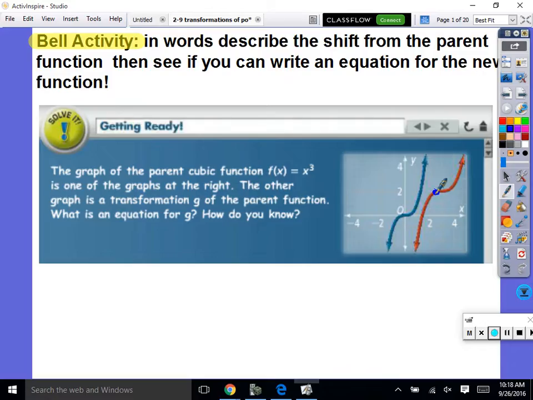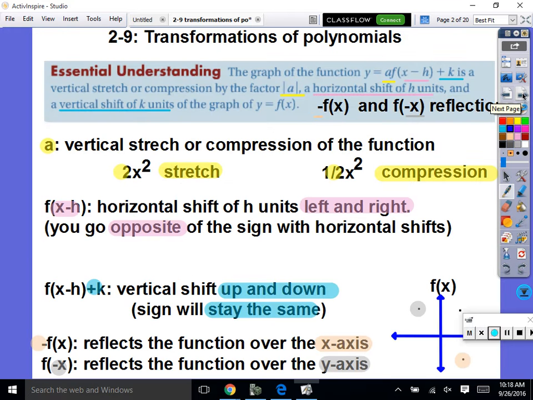A lot of you remembered that it was an opposite shift, so we knew our new function would be, from the parent function, it shifted right 3, so that's x minus 3 cubed, and then up 2, plus 2. It's been a long time since you've done transformation, so I didn't expect you to get 100% correct. It was just trying to see where you were at. Does everybody understand now? Kind of remembering, oh yeah, it kind of looks familiar. Okay, awesome. We're just going to be doing more transformations with polynomials.